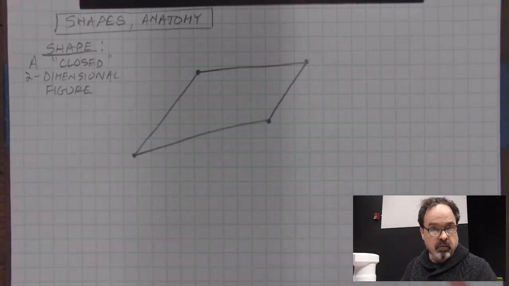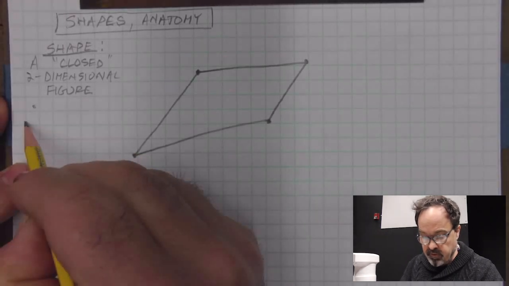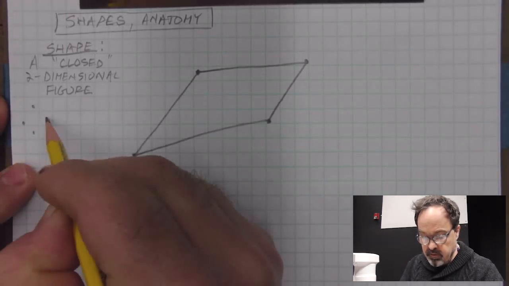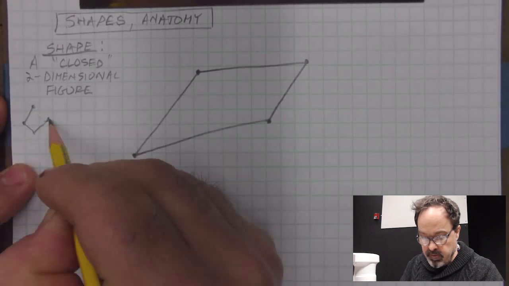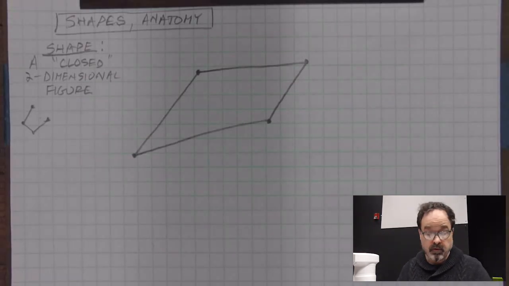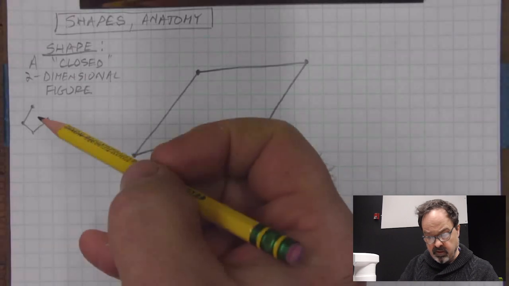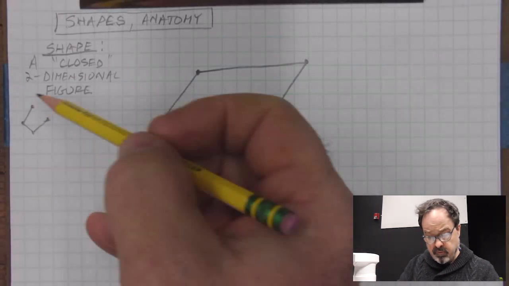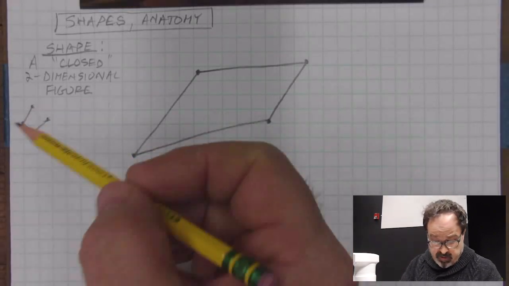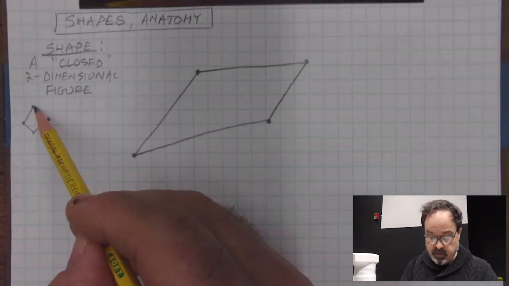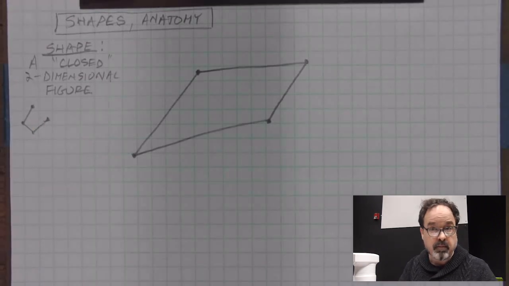It's closed. What do we mean by that? Well, I'm going to draw a very small figure over here that's not closed. This is an example of a figure that's not a shape because it's not closed. It's not closed because there's an openness to it. We have lines that are connected together, but it doesn't come back around to the original vertex. We could make this a shape by drawing an extra line between those two.